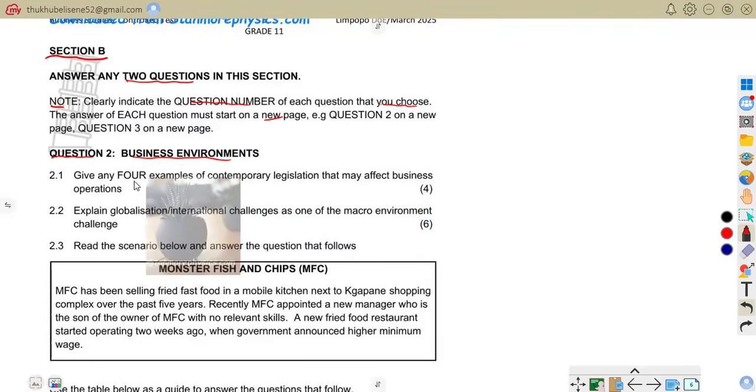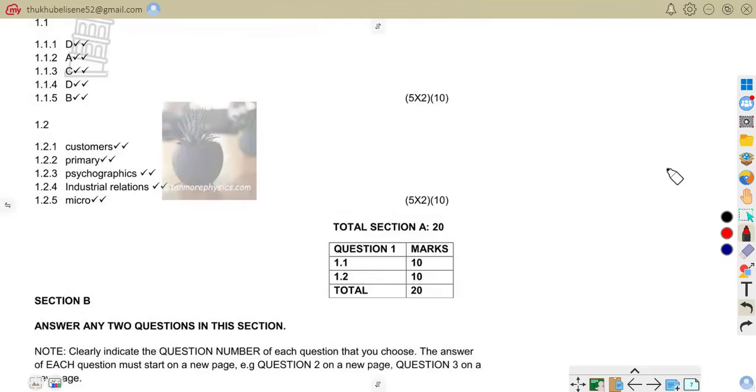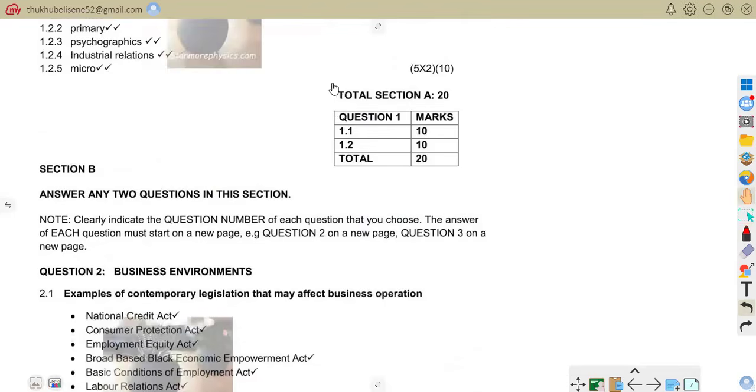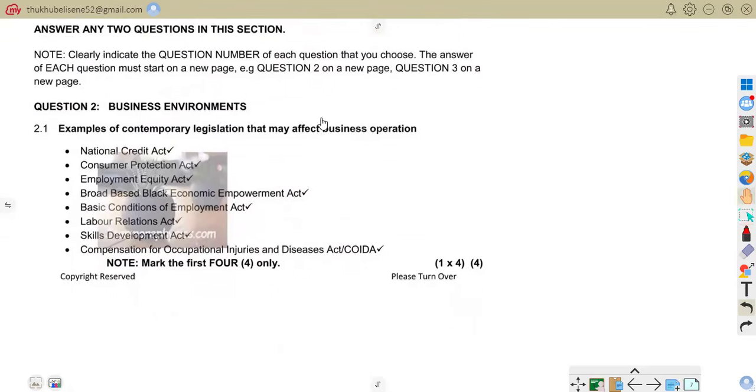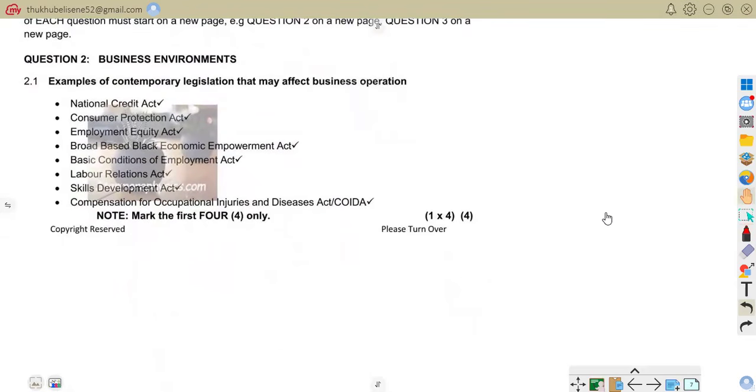So 2.1, give 4 examples of contemporary legislation that may affect business operations. That may affect what? Business operations. So let us go to our answers here. Examples of contemporary legislation that may affect business operations. So we have what? National Credit Act.